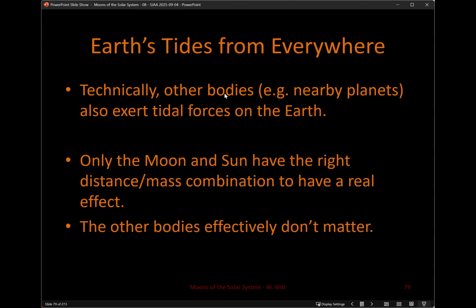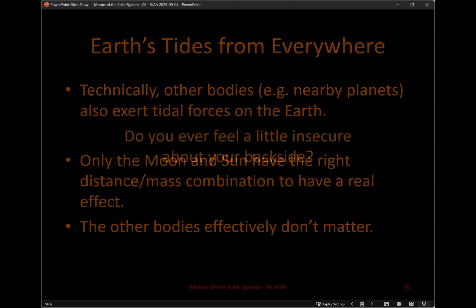And technically, other bodies, like other nearby planets, really also exert tidal forces on the Earth, but really only the moon and sun have the right distance and mass combination to matter. The other bodies are effectively irrelevant. So you could argue that Venus, our neighboring planet, has some tidal effect on the Earth, and technically it does, but they're just so tiny that they are irrelevant.